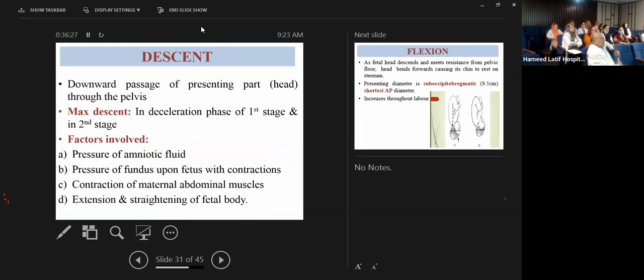Now the descent, the downward passage of the head through the pelvis. The factors involved are pressure of the amniotic fluid, pressure of the fundus upon the fetus with contractions, contractions of the maternal abdominal muscles, and extension and straightening of the fetal body.